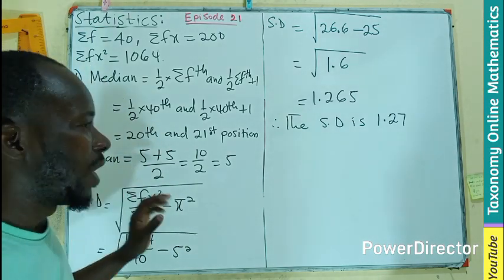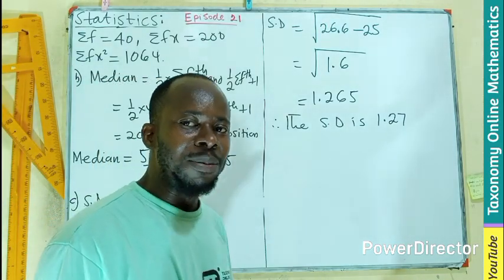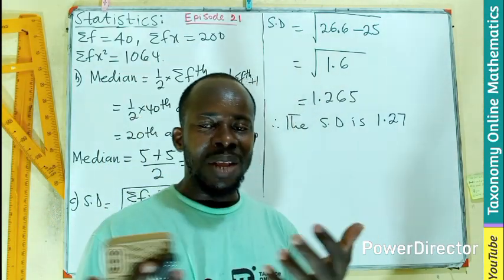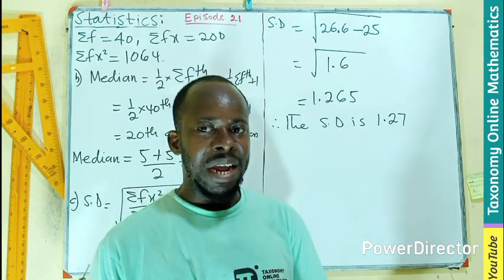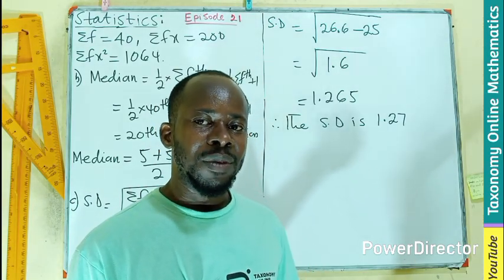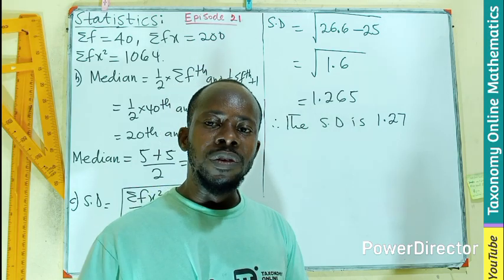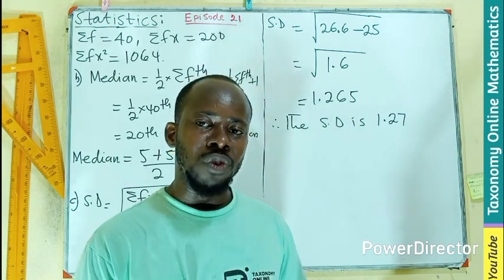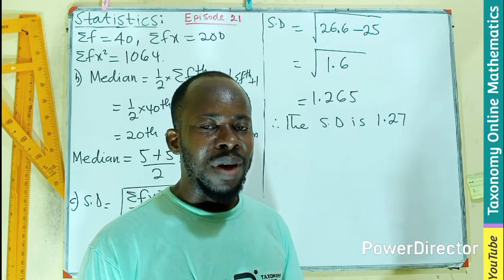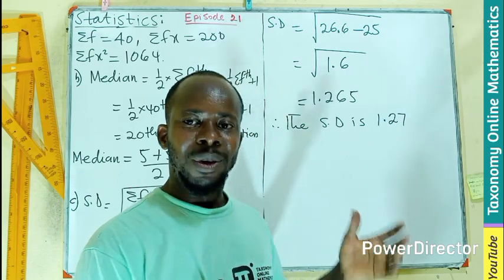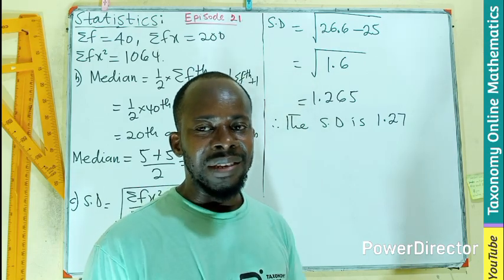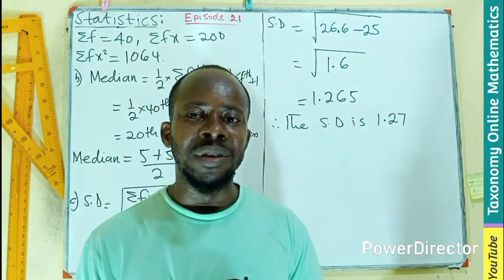Now, don't forget, we are only applying the concept of the mean, the median, and the standard deviation that we derived the formulas for from the frequency distribution table in the previous episodes. If you have not watched any of those episodes, I would urge you to try them before you come back to the next episode, which is episode number 22, still on various ways by which we can find the central tendency or the measure of dispersion.